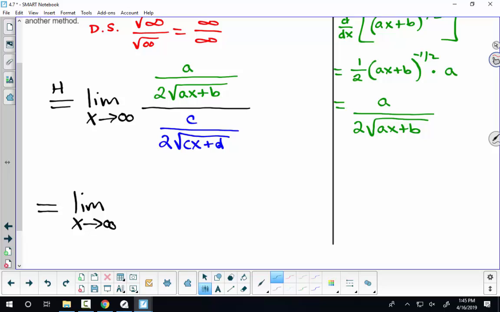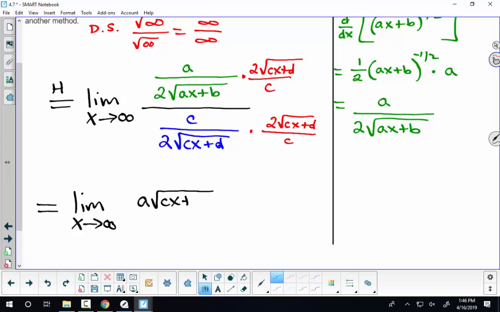So we're just going to invert the denominator and multiply, so the denominator is 1. So we're basically simplifying this way. If you need to see it this way, we're going to say 2 root cx plus d over c up here and here. So the 2's divide out. What we're left with is a times the root of cx plus d, over c times the root of ax plus b.